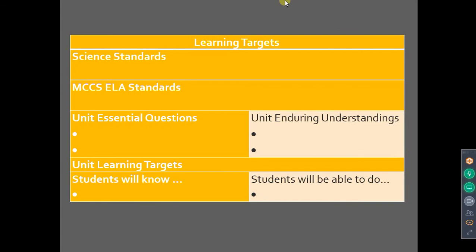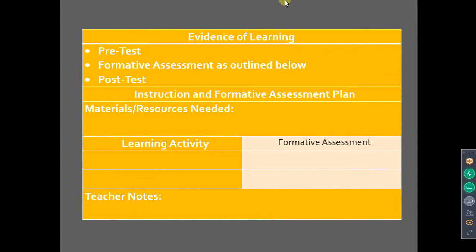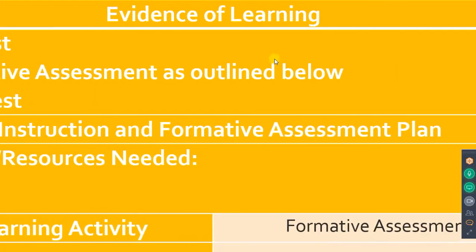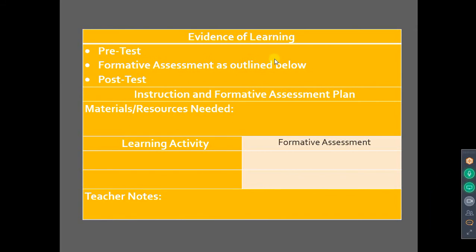In your unit or your lesson, you're really going to articulate evidence of learning. What your pretest would be, what your formative assessment would be, what your post-test would be, and then your instruction and assessment plan, where you'll list out all the things that you're doing during the lesson. I really love step-by-step and bulleted lists. They're easier to read, versus paragraphs and narratives are a little bit harder for me. That's a personal preference. And then materials and resources needed.